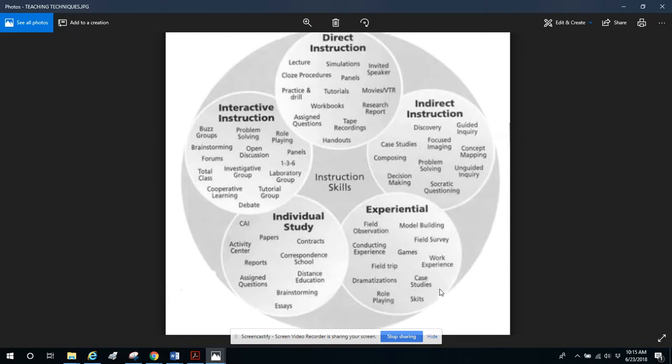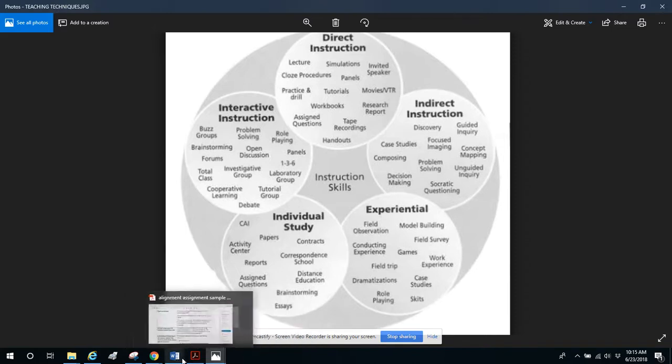Role play. I am a very big person of case study and dramatization. So get into it. Be open. Debates are amazing. Get into it. Get into it, right? Get into being creative with your delivery.